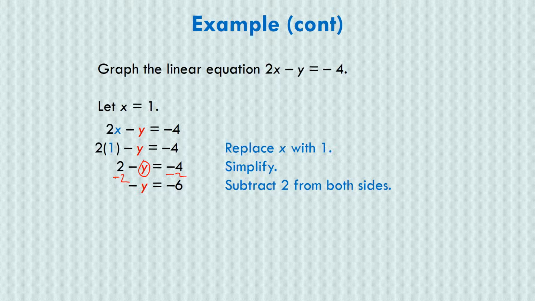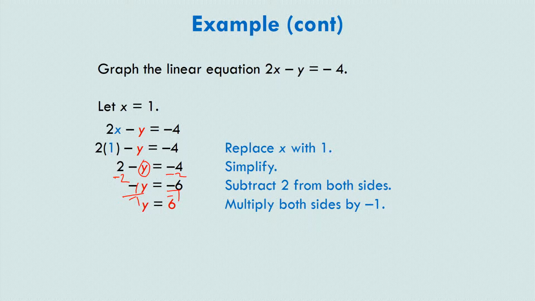Okay, y is still not by itself. It still has this invisible 1 tagging along, right? So it's multiplying. So the opposite of multiplication is division. What I do to one side, I'm going to do to the other. And so y equals positive 6.